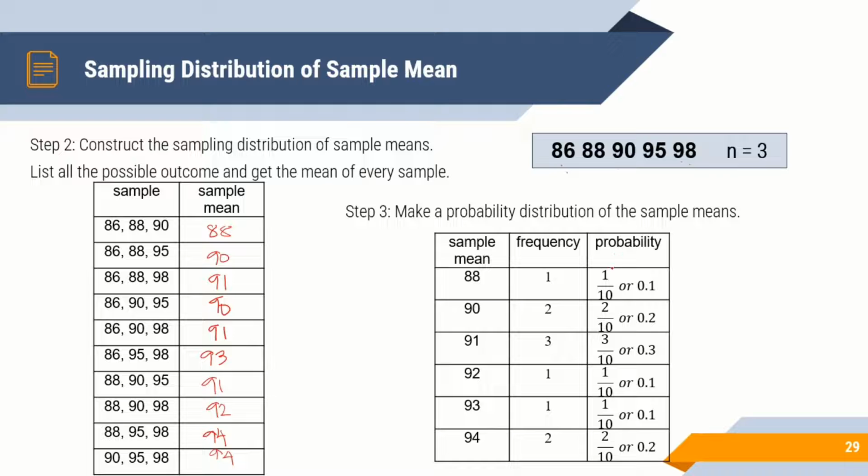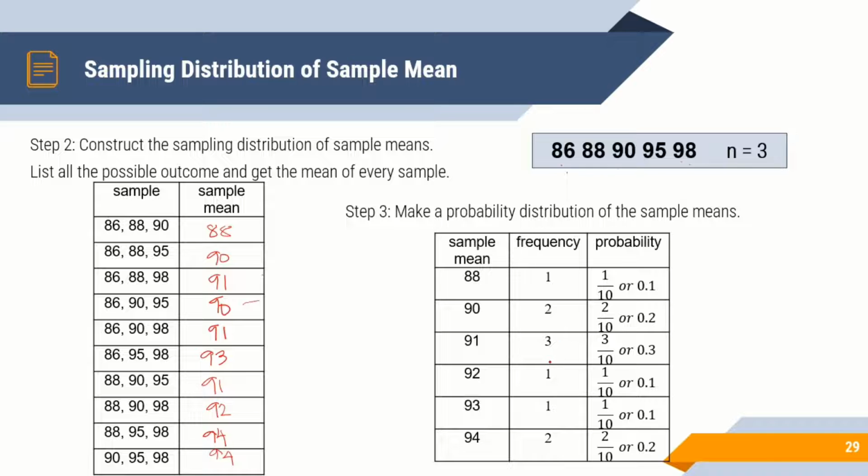And 90, it appeared twice, so 1 and 2. So 90 has a frequency of 2 and a probability of 2 over 10 or 0.2. Now for 91, it appeared thrice, 3 times, 1, 2, and 3. So it has a frequency 3 and a probability 3 over 10 or 0.3.